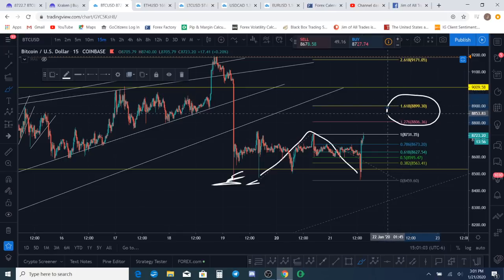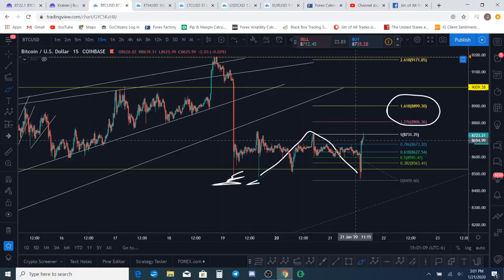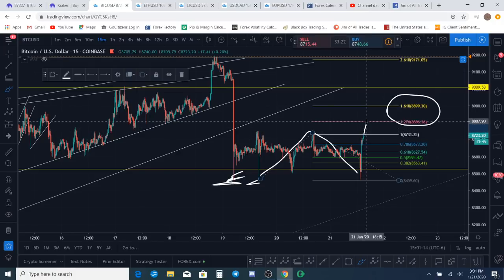8800 to 8900 to be the finishing wave here. It could be finished or close to finished now. We are hitting the 1-to-1 extension already, but if it continues on, watch the 127, which is 88.06, and then watch the 1618 at $8,900. Would be looking for a reversal after that.